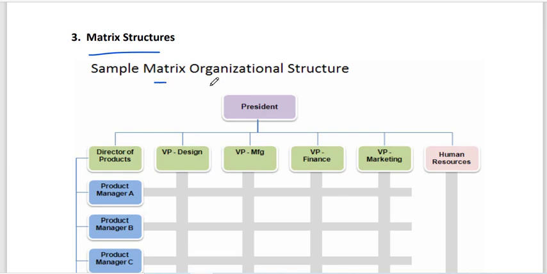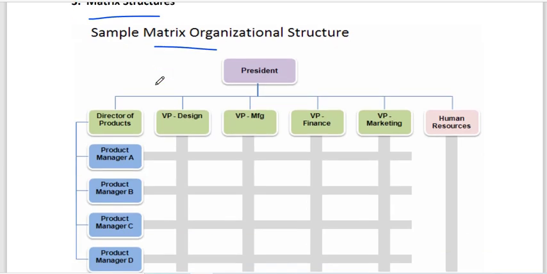What is a matrix organization structure? This is a matrix structure in which, let's say, one is a president or owner. There is a vice president of design, vice president of manufacturing, vice president of finance, vice president of marketing and human resources department. So these are all the directors of their product. Vice president or director, or you can say principal.